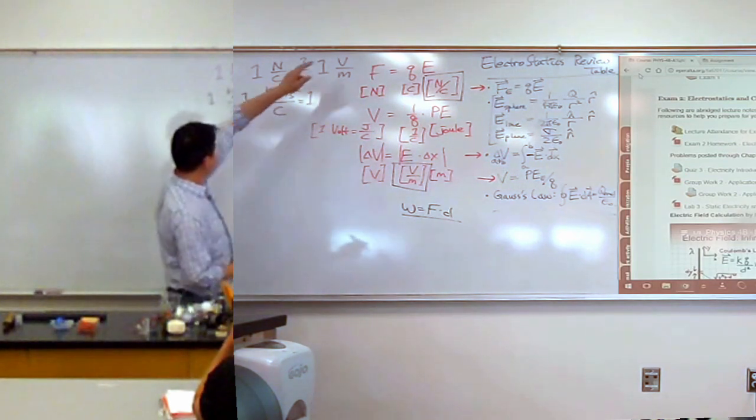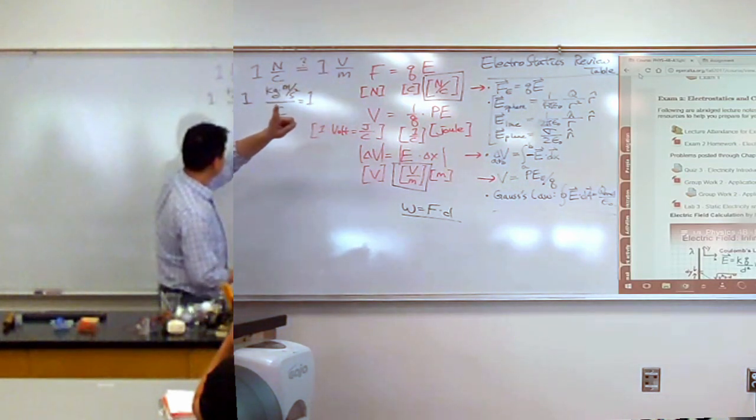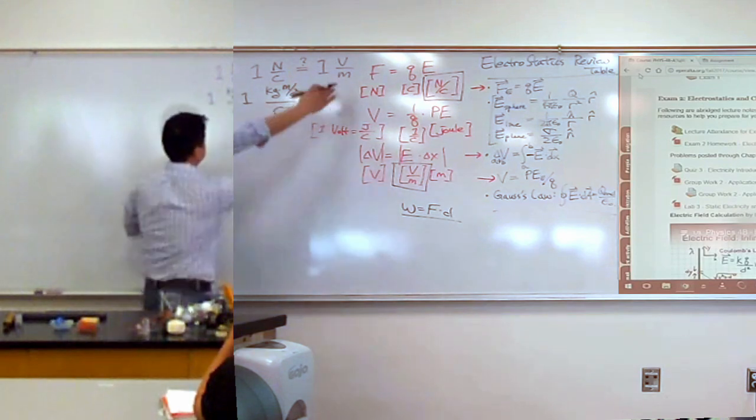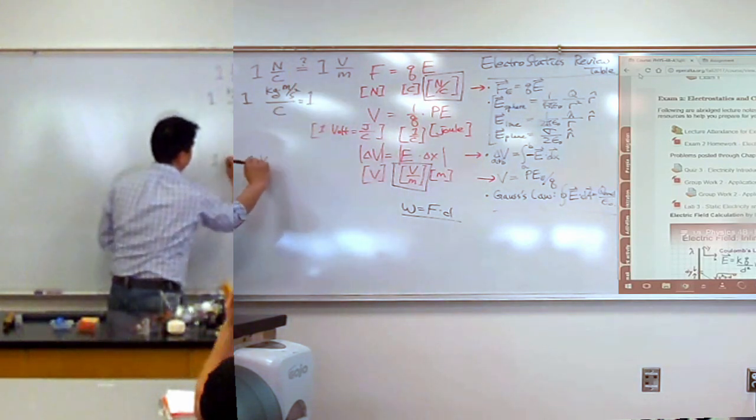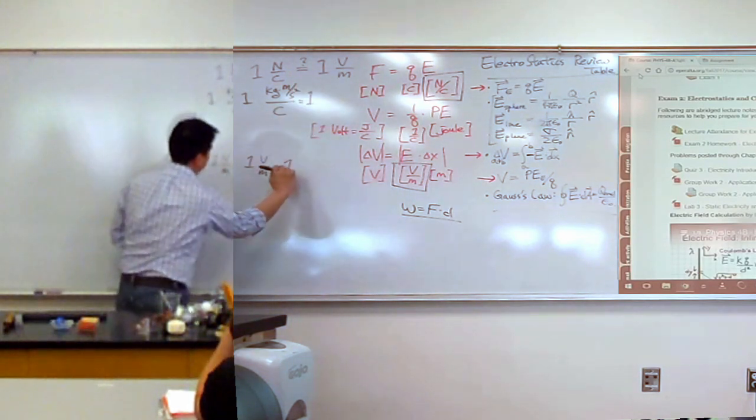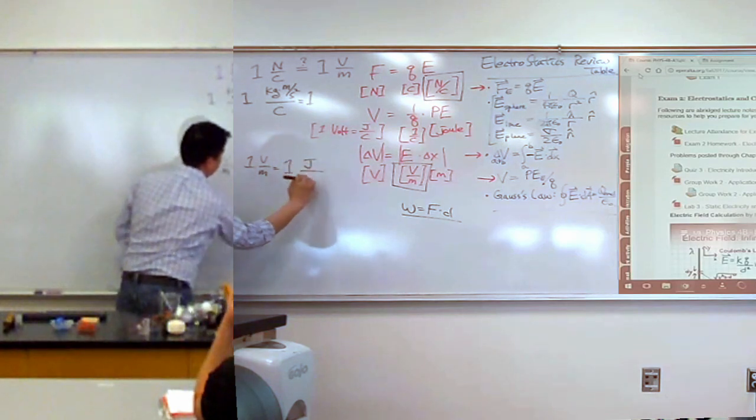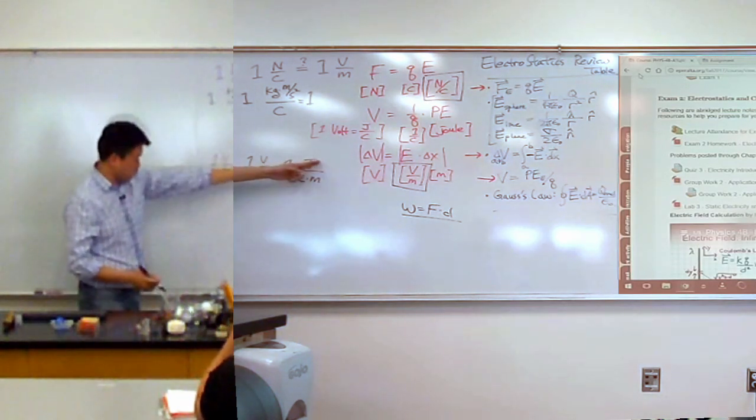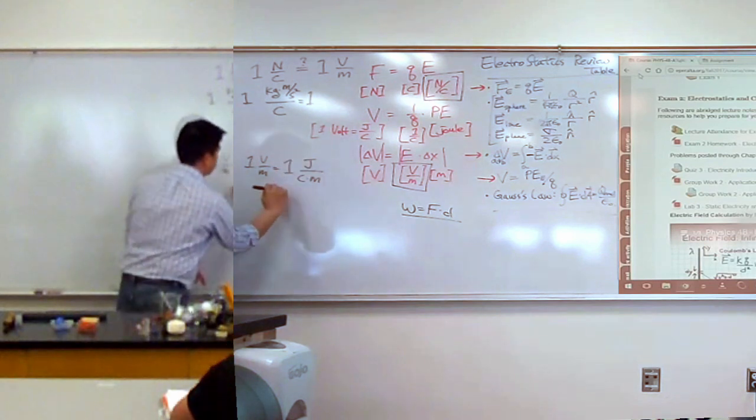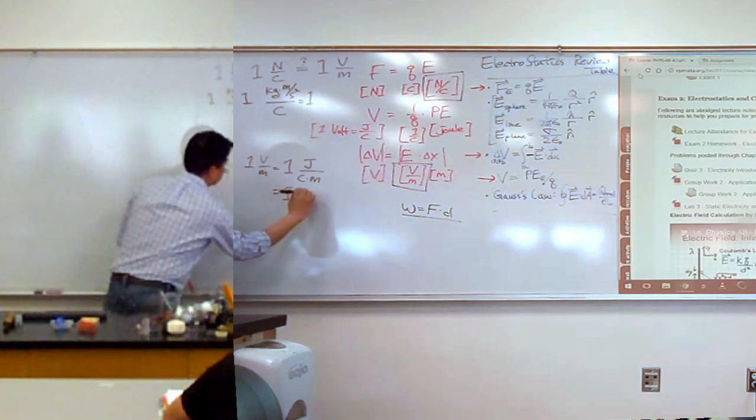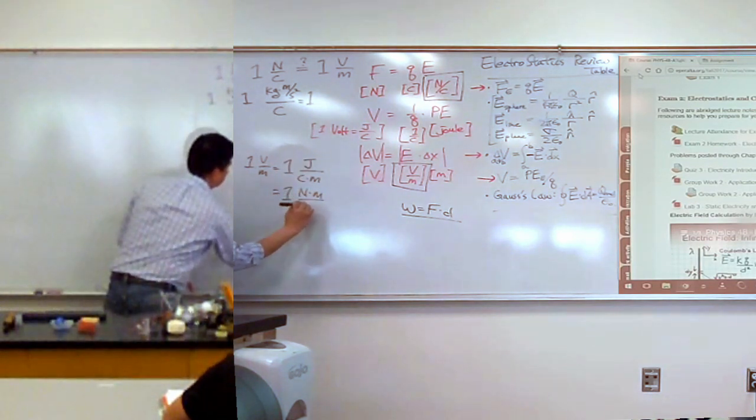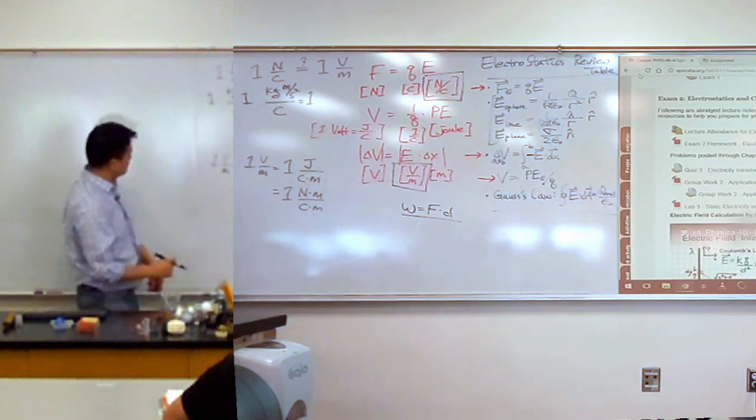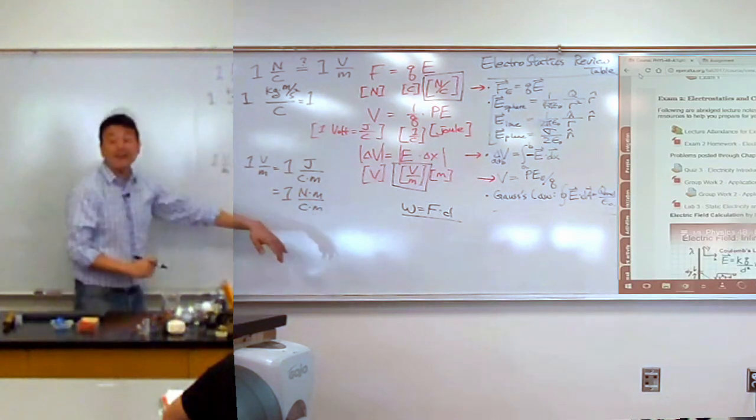Okay, so volt, let me do it in 2 steps. Let me first write down 1 volt per meter here first. So that's 1 joule per coulomb meter. Now let me write out joule. So joule is 1 Newton times meter per coulomb times meter. Oh, I guess I didn't have to go through all of this. Let me write it out anyway.